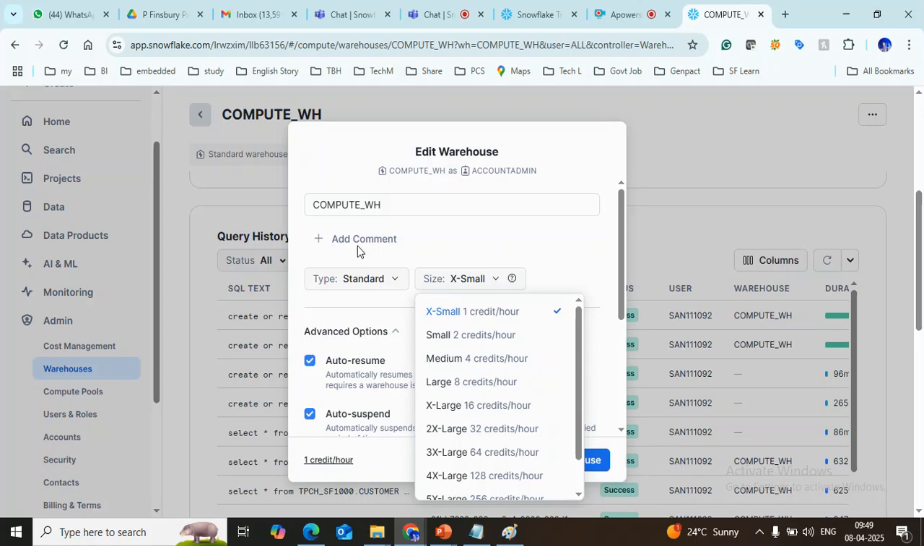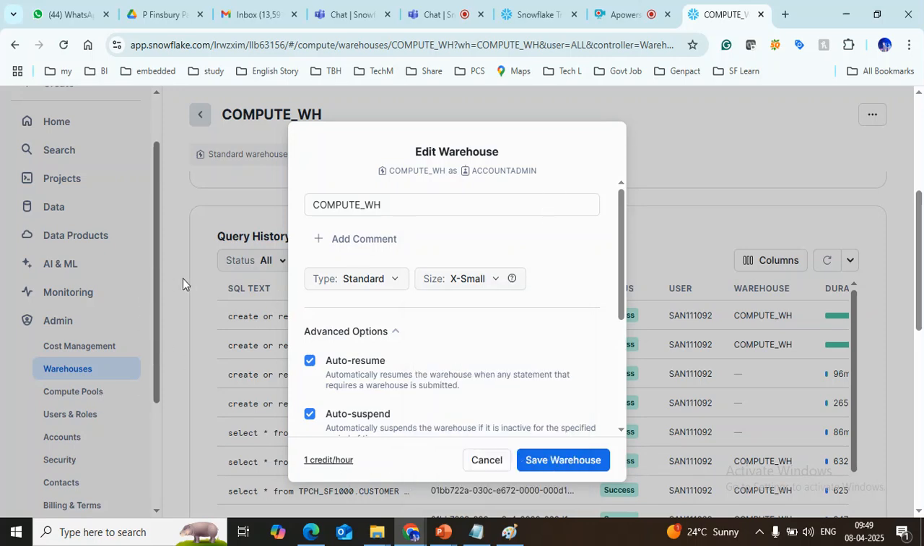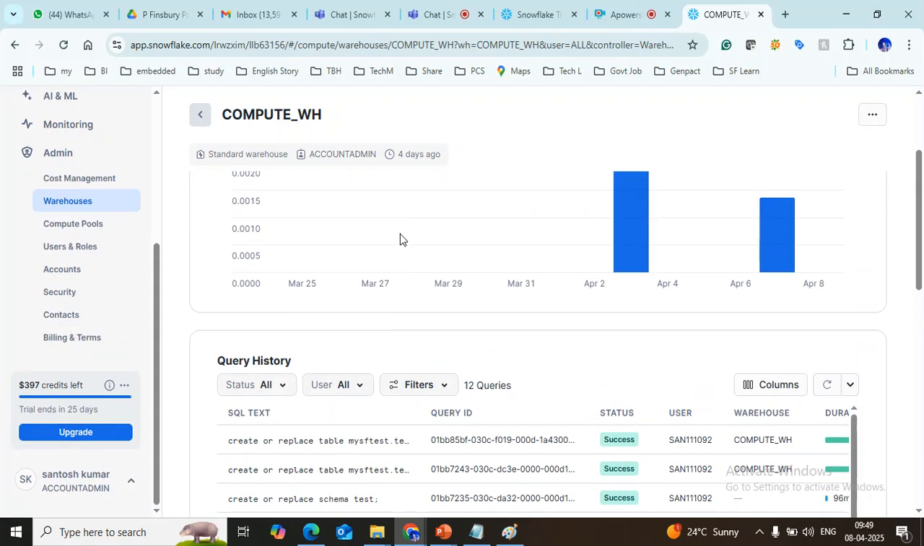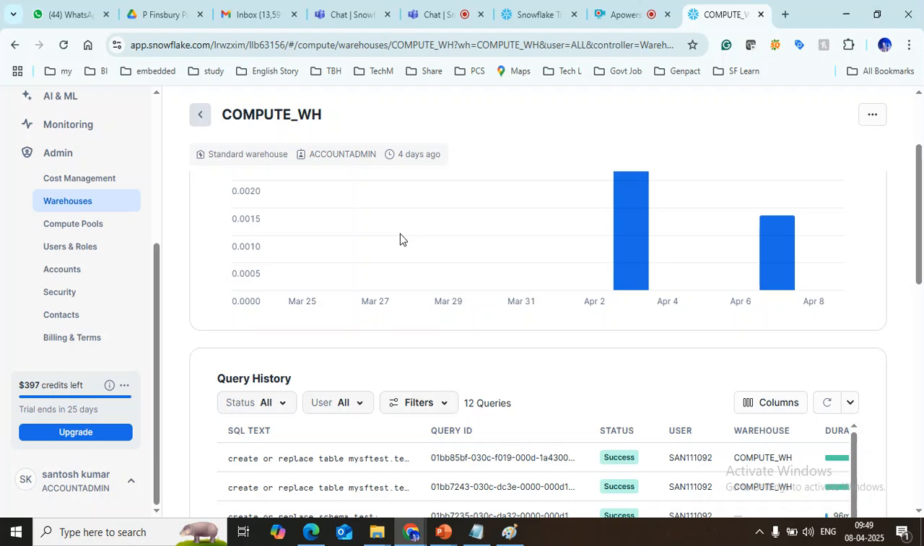Once we have already created the trial account here, those of you who joined later are also going to create a trial account. This is a 30-day trial account, free of cost. Nothing is going to be paid, and they are giving 400 credits to utilize, work on, and play around with Snowflake.